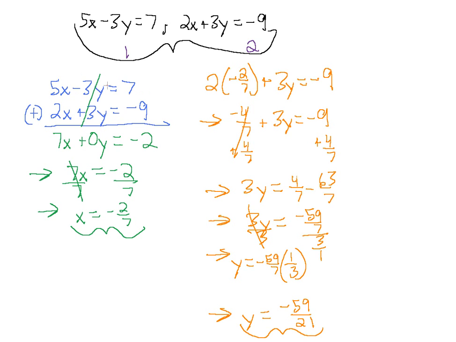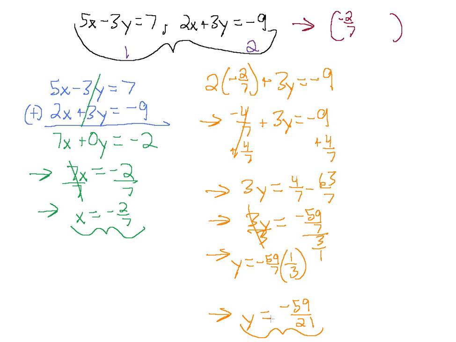Later on, we'll learn how to manipulate equations to get this form when coefficients of one variable are not opposites. But in this case, they were already opposites and it worked out nicely. So let's go ahead and state our answer. The solution to this system of equations is minus 2 over 7.